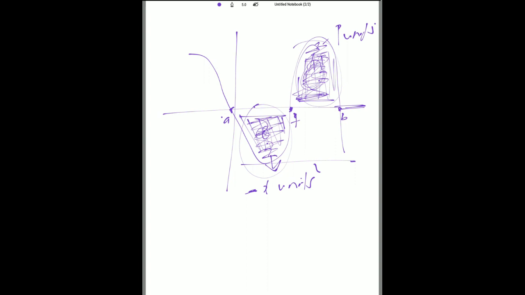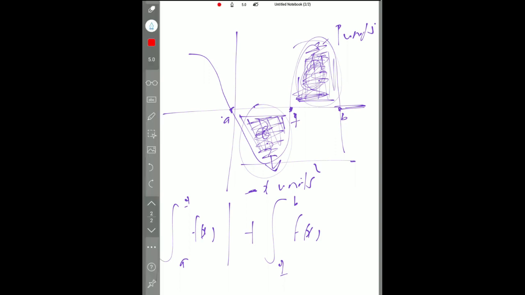So what do we do? I take the integral of that very same function, f of x, and I integrate from A to Q. But I find the modulus of that and add it to the integral of that same function from Q to B. That will give me the area between this curve and the x-axis.